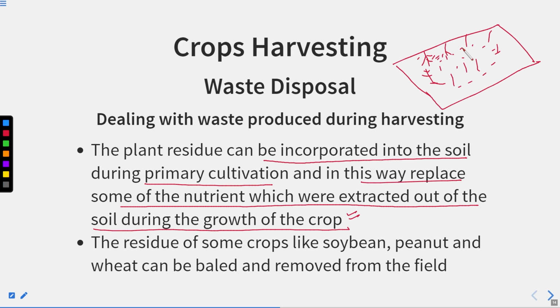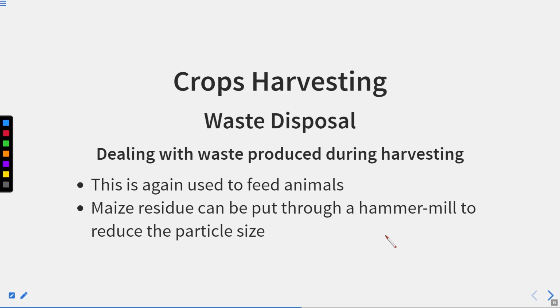Whatever nutrient, because this plant has a particular type of nutrient extraction from the soil, all that nutrient is present in the waste of this agriculture produce, right? So when this waste is mixed with the soil, that particular nutrient will get replenished. And the residue of some crops like soya bean, peanut and wheat can be baled and removed from the field. So this is one thing one can do.